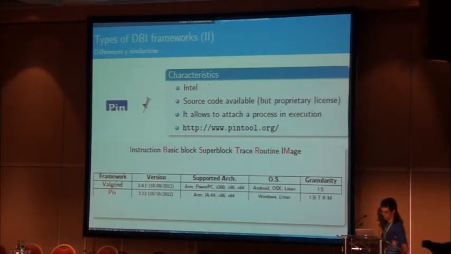Okay, the other one, PIN, is developed by Intel. We have the source code available, but however the license is proprietary. And one interesting thing of this DBI framework is that it allows us to attach to a process during execution. You can check on this website if you want to download it. And you can see also that this DBI framework provides us, more or less, all the granularities.